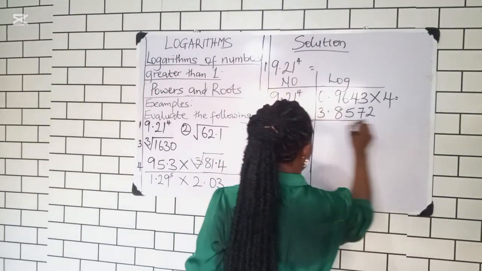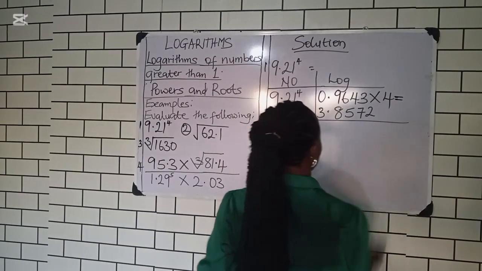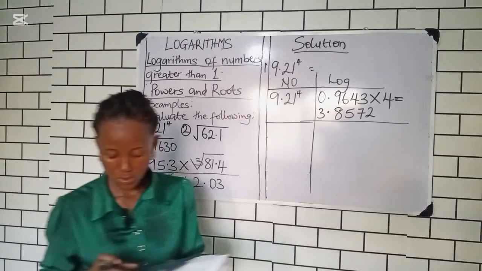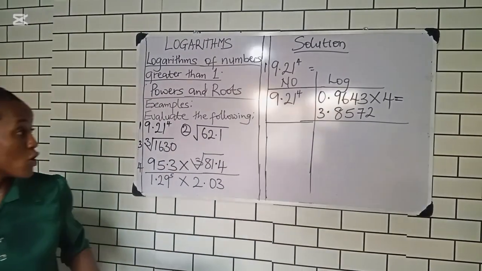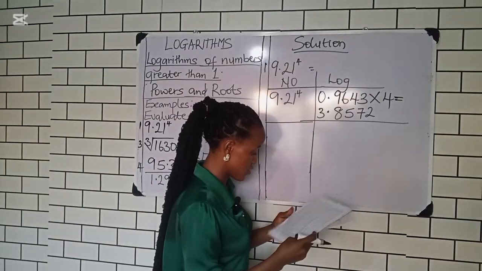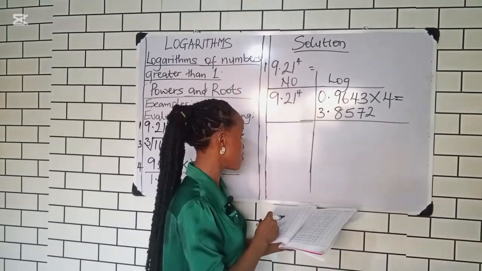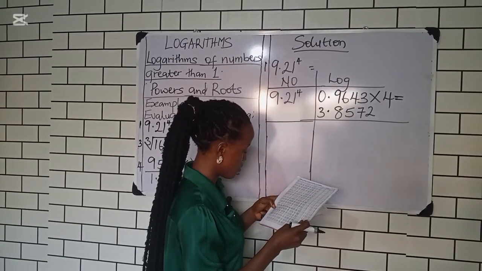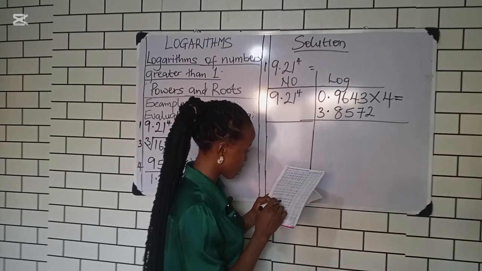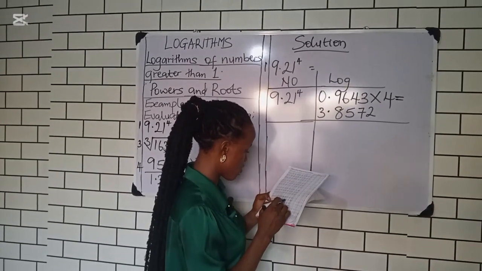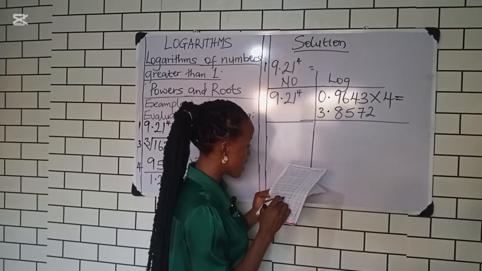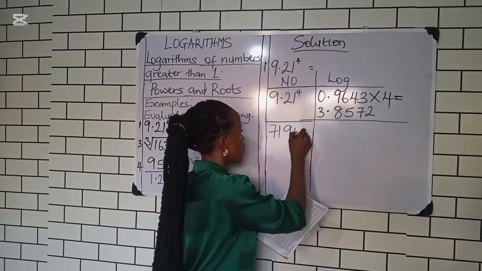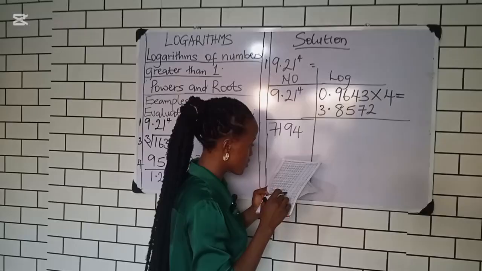Now we're going to find the anti-log part. Looking for 0.85 under 7, difference of 2, in our anti-logarithm table. 85 under 7 gives us 7194. Difference of 2 here is 3.